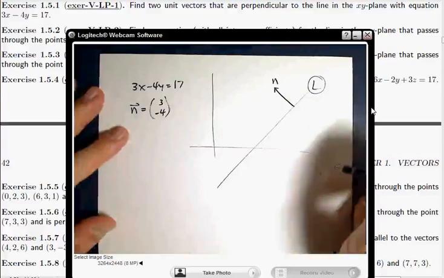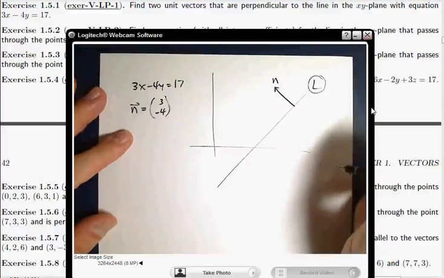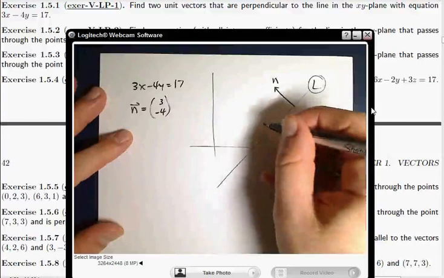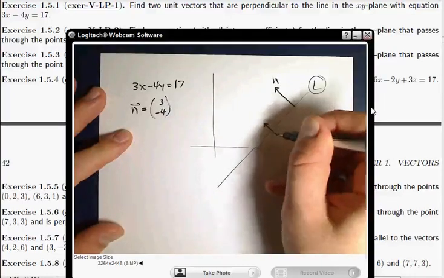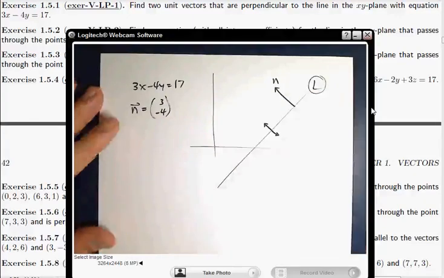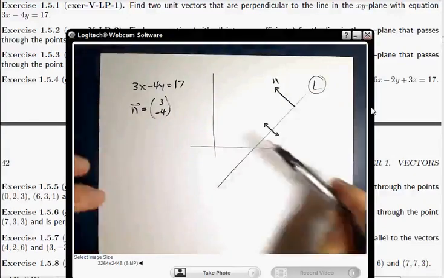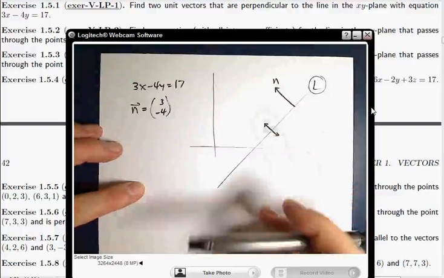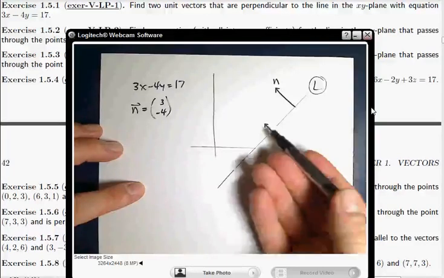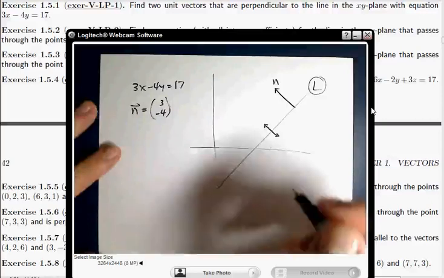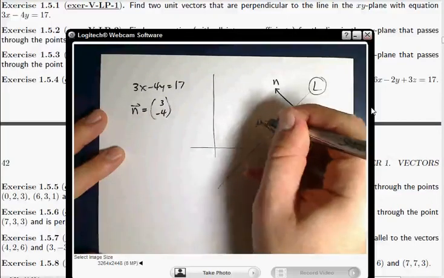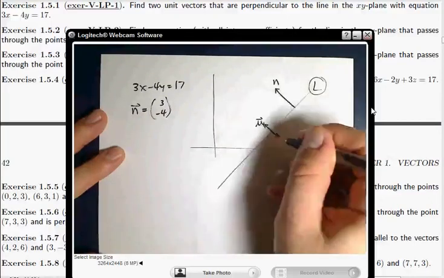So now I want to find two unit vectors perpendicular to this line. And good news, I claim that there are only two unit vectors perpendicular to this line, and these are they. There's only two ways to go. Once you've decided which side of the line you're going on, there's only a single unit vector pointing on that side perpendicular. I'll call that U1, and I'll call this U2.